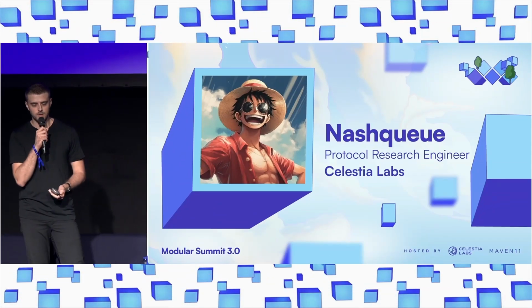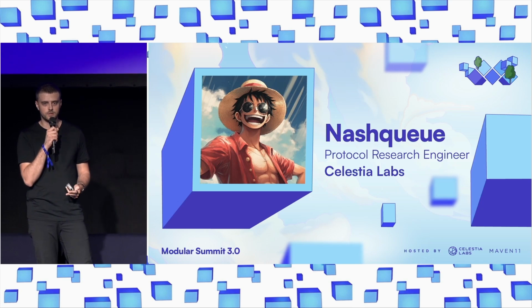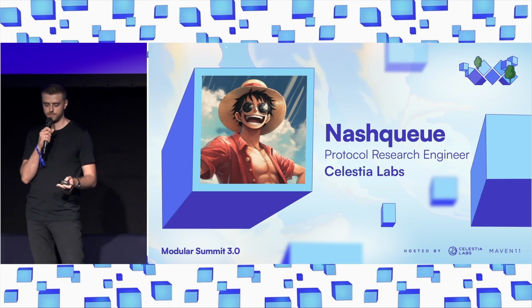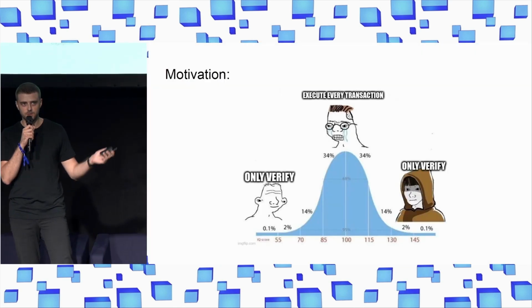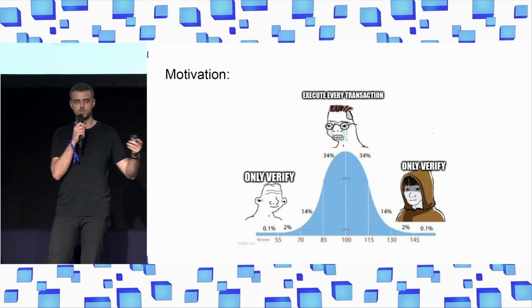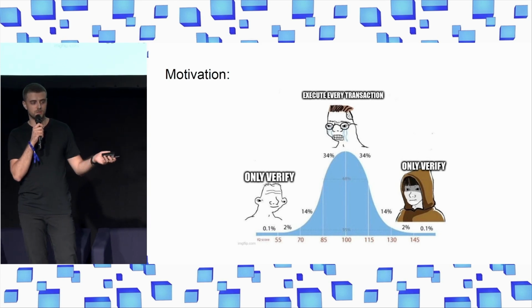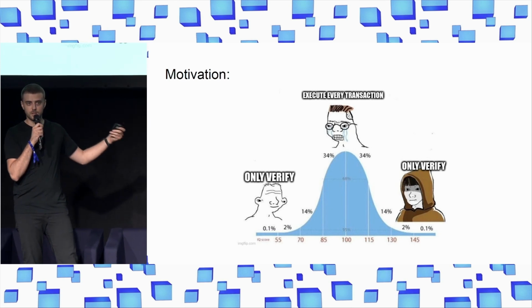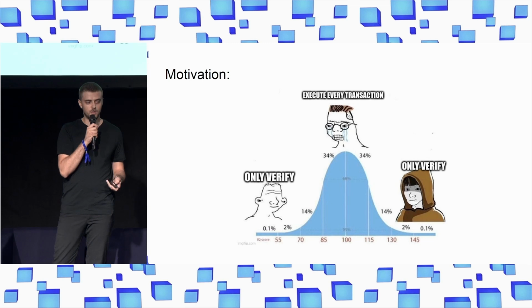I'm a protocol research engineer at Celestia, and today I'll be talking about ZK accounts. I'll start off with this diagram. I believe we can define blockchains in these constructions. So you find most of them either on the top side and some of them on the left.